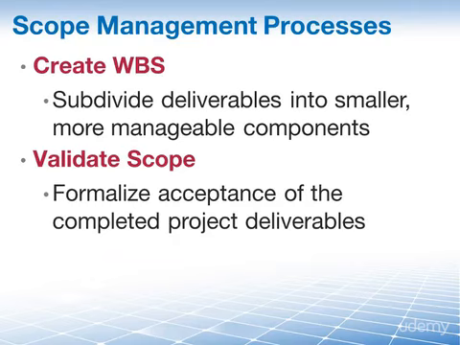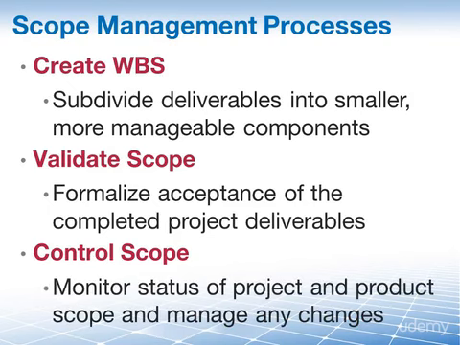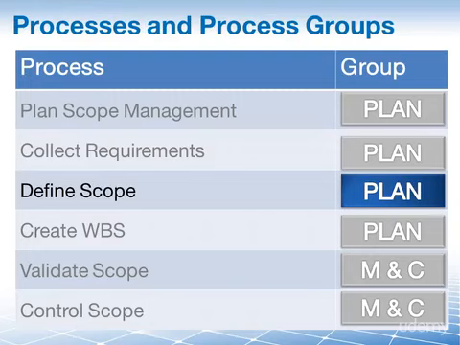And last but not least, let's not forget about scope creep here. We have to control our scope. This is the process of monitoring the status of the project and product scope and managing changes to the scope baseline. And when it comes to the question of into which process groups the processes in this knowledge area fall, well, the answer is quite simple. They're either in the planning process group or in the monitoring and controlling process group.